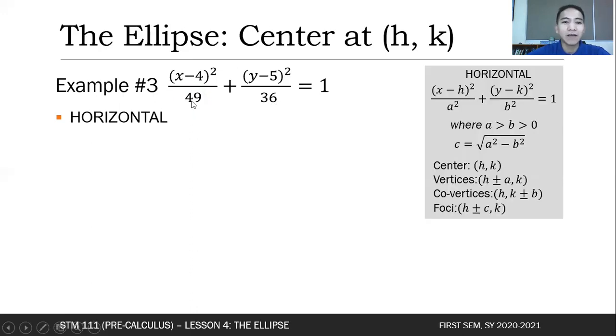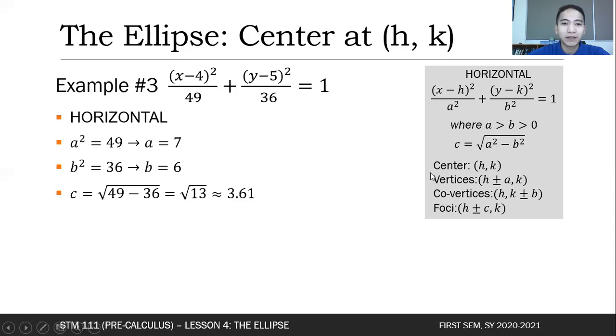Yan. So, mas malaki ang 49 sa 36, so siya yung a squared, which gives you a, which is equal to 7. 36 will be your b squared, which will give you b as 6. And you can use this formula to find c, which is approximately 3.61. So, yung center, katulad lang sa pagkuha ng center sa circle at sa parabola. So your center will be at 4 and 5. So this is H, this is K.